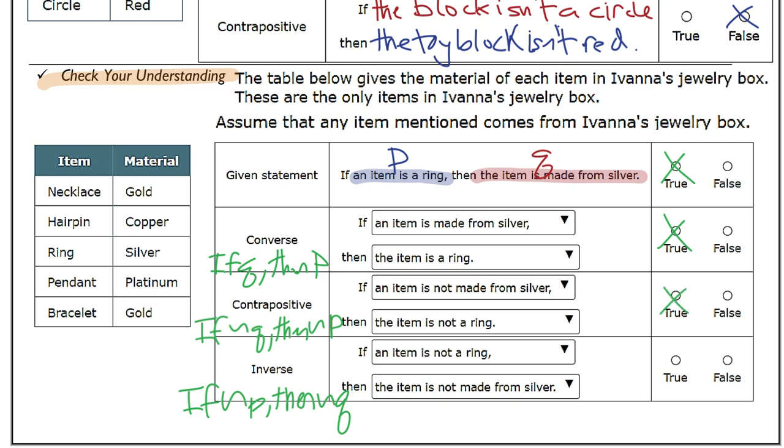Again, something to note is the first original statement and the contrapositive have to match. Those will always be true together or false together. And very similarly, the converse will have to be the same as the inverse. So this should be true. Let's just double check. So if an item is not a ring, therefore it's a hairpin, necklace, pendant, or bracelet, I'm guessing it can't be silver then. So then the item is not made from silver, so that is in fact true. So that's how we walk through those truth value tables.